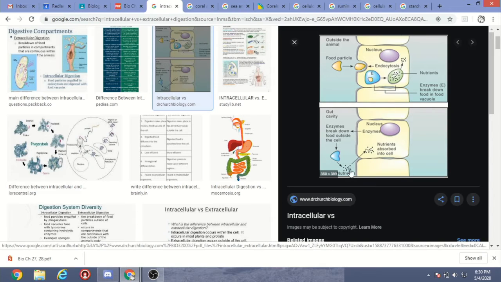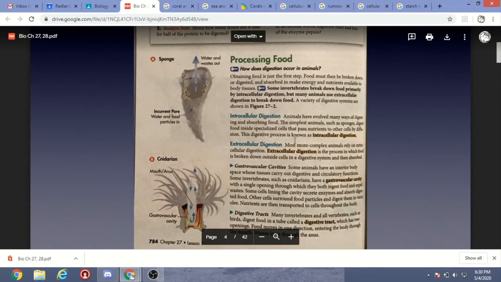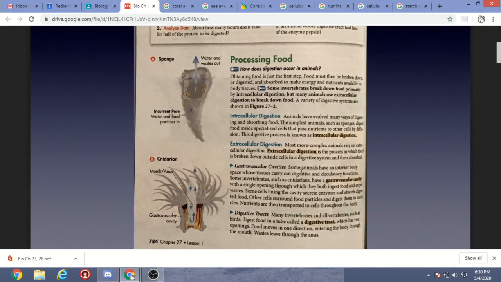Both cells need nutrients. But the digestion occurs outside of the cell in what's called a gut cavity, and that looks different for different organisms. We're going to discuss that in just a moment and what some different organs look like. But the point is, you're going to have some cavity outside of the cell where all of the breaking down occurs. All right, so extracellular digestion again occurs outside the cell.